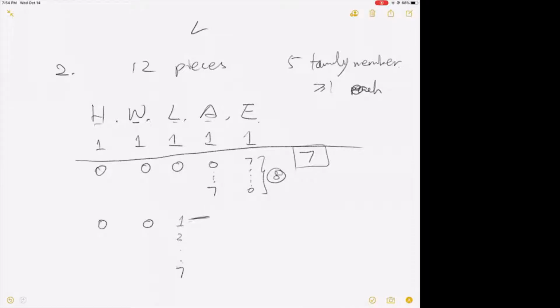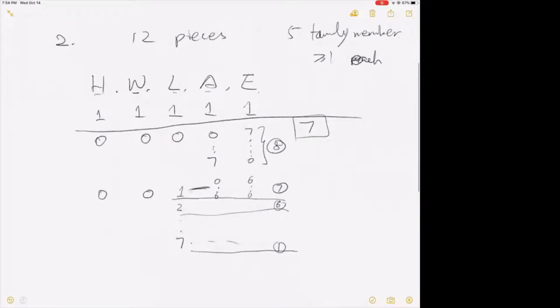7 ways. So when L is 1, A could go from 0 to 6, right? So E can go from 6 to 0. So there are 7 ways. So then 7, 6, all the way to 1. So 1 all the way to 8 is 36. So these in total is 36.